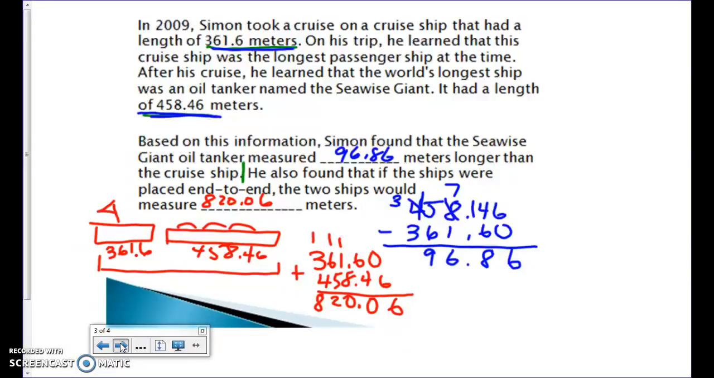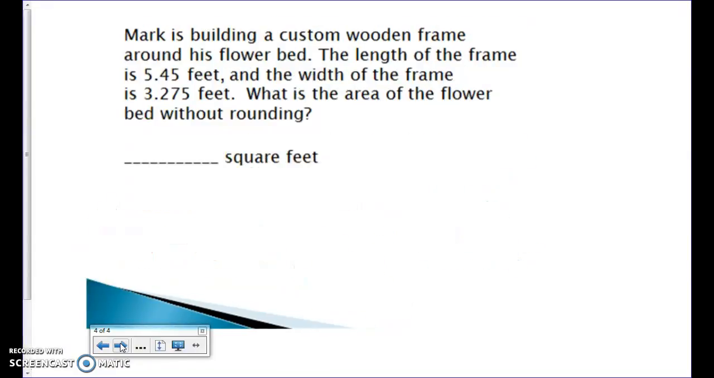One more I want to look at here. It says Mark is building a custom wooden frame around his flower bed. The length of the frame is 5.45 feet and the width of the frame is 3.275 feet. What's the area of the bed without rounding? How many square feet? So let's draw a picture here. It says a custom wooden frame around his flower bed. The length of the frame, okay, so we're supposed to really assume that it is a rectangular frame. The length is 5.45 and the width is 3.275.